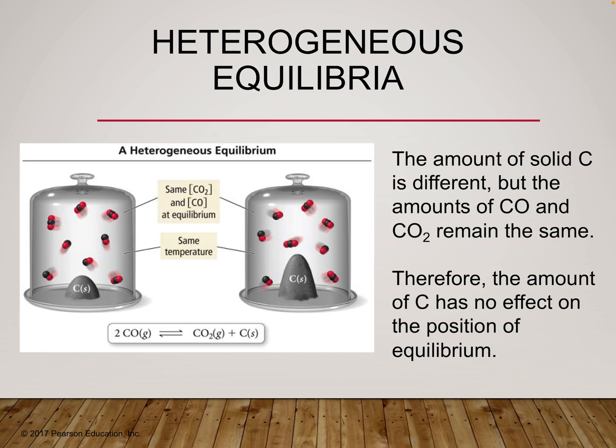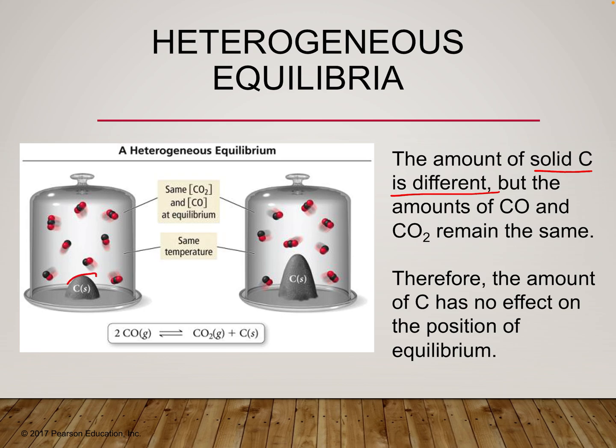Here's an example with a gas phase reaction. We have two gases present, and one of them is reacting with a solid. If we look at these two containers, on the left-hand side we have a small amount of carbon, but on the right-hand side we have a large amount of carbon. But our concentration of carbon essentially doesn't change. The amount of solid carbon is different, but its concentration didn't change because none of the carbon has evaporated. It doesn't matter because it's not affecting the position of the equilibrium.